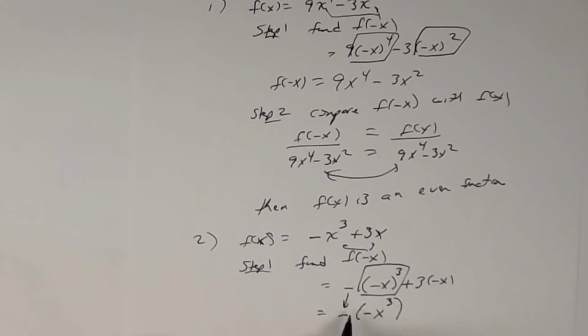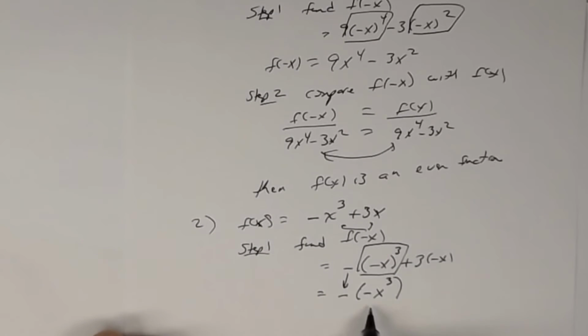Notice where I have the parentheses. I have the parentheses on the outside. So negative x cubed, where the negative x in parentheses means the same thing as this that I just wrote in parentheses right here. And then a positive 3 times a negative x is a negative 3x.